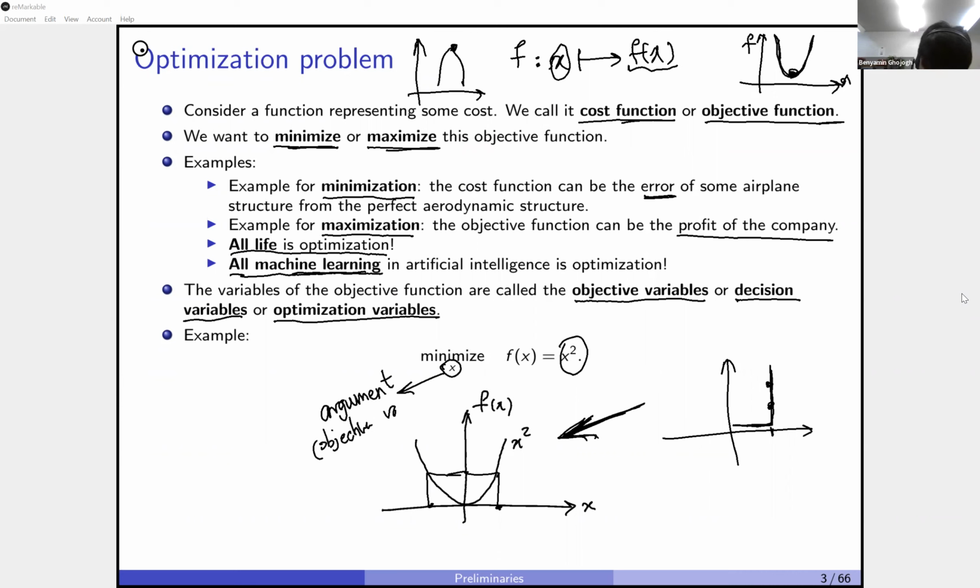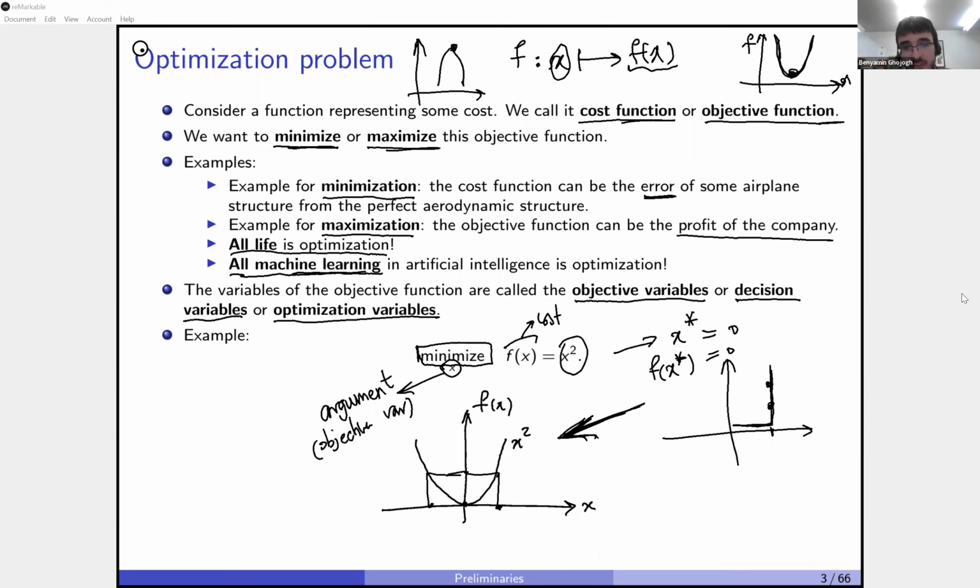Objective variable. This is the cost function, and this is the whole function. And you either minimize or maximize. You usually write the argument under minimize or maximize. And here the minimum of x squared is 0. So its argument, we usually show it by a star. X star is 0, and f of x star, which means the minimum value of this function, is 0. We'll see some other examples later.